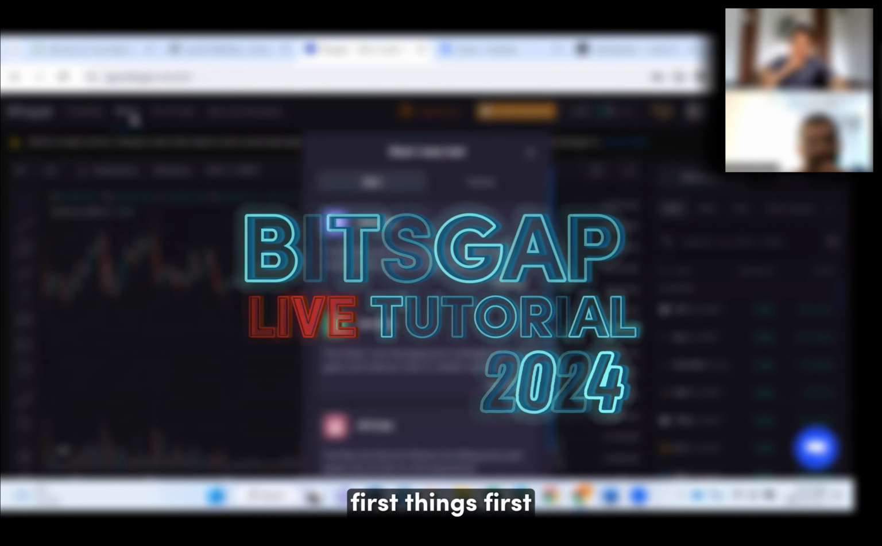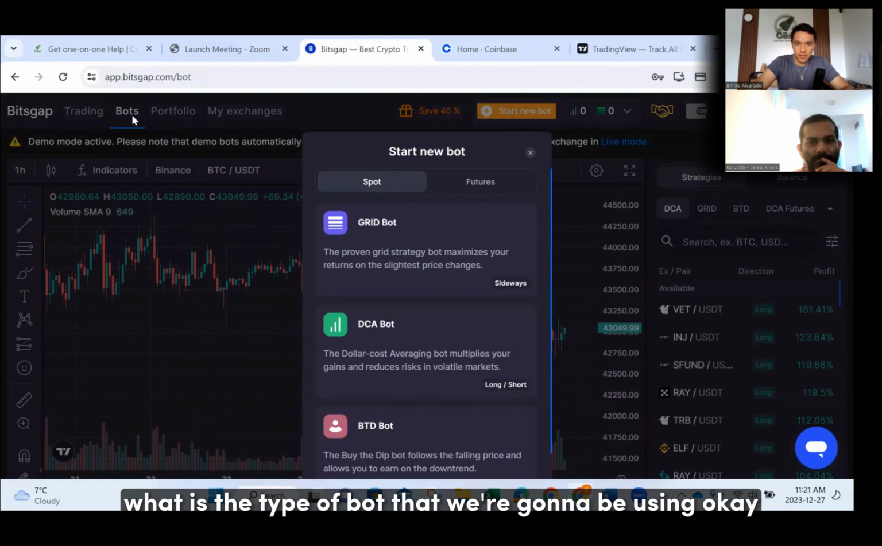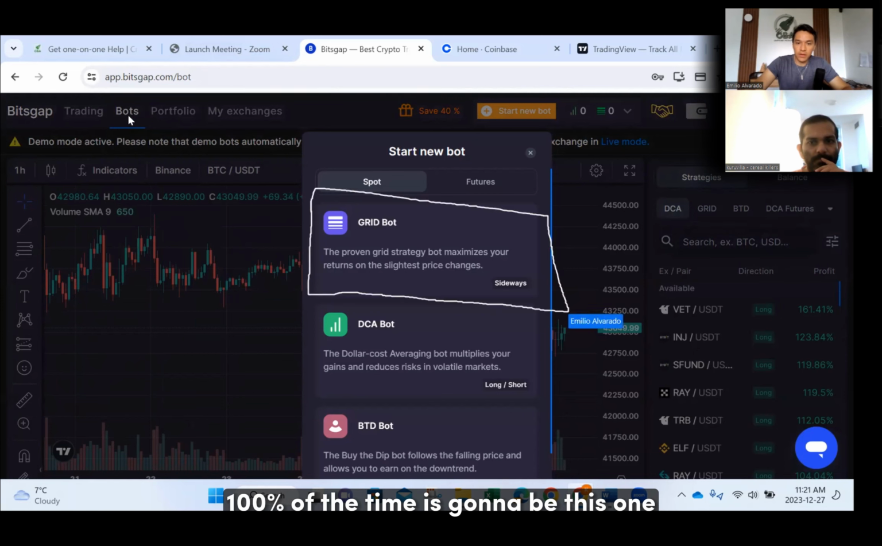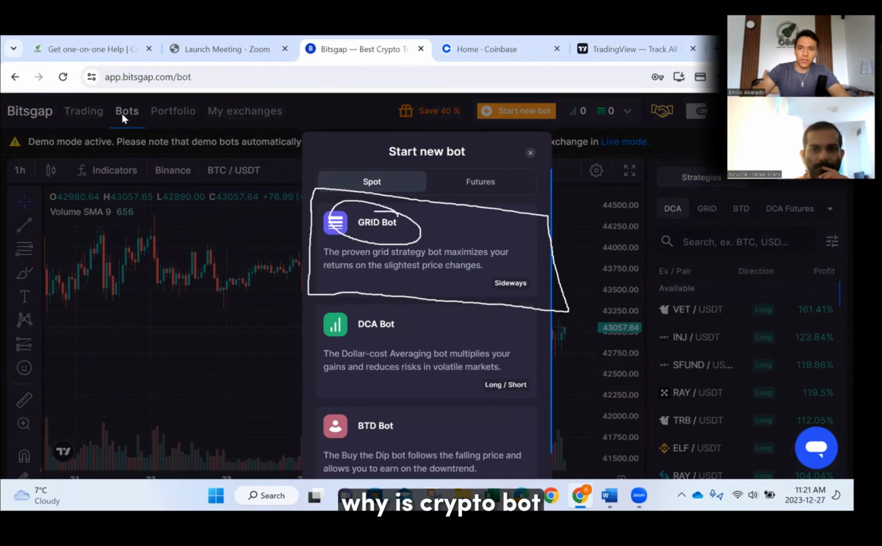First things first, what is the type of bot that we're going to be using? The bot that we are going to be using 100% of the time is going to be this one, Gridbot, right here. Why is that? Why is Gridbot the bot that we're going to be looking to trade?